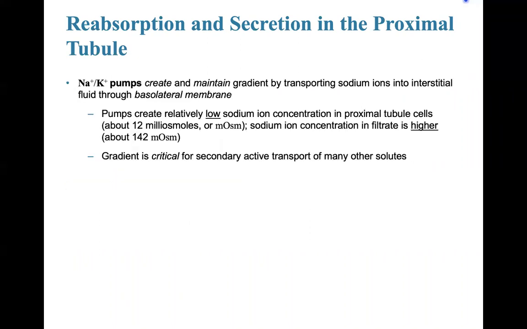You then have the sodium-potassium pump. This creates and maintains a gradient by transporting sodium ions into the interstitial fluid through the basolateral membrane. The pumps create relatively low sodium ion concentrations in the proximal tubule cells. Sodium ion concentration in the filtrate is higher. The gradient is critical for secondary active transport of many other solutes.